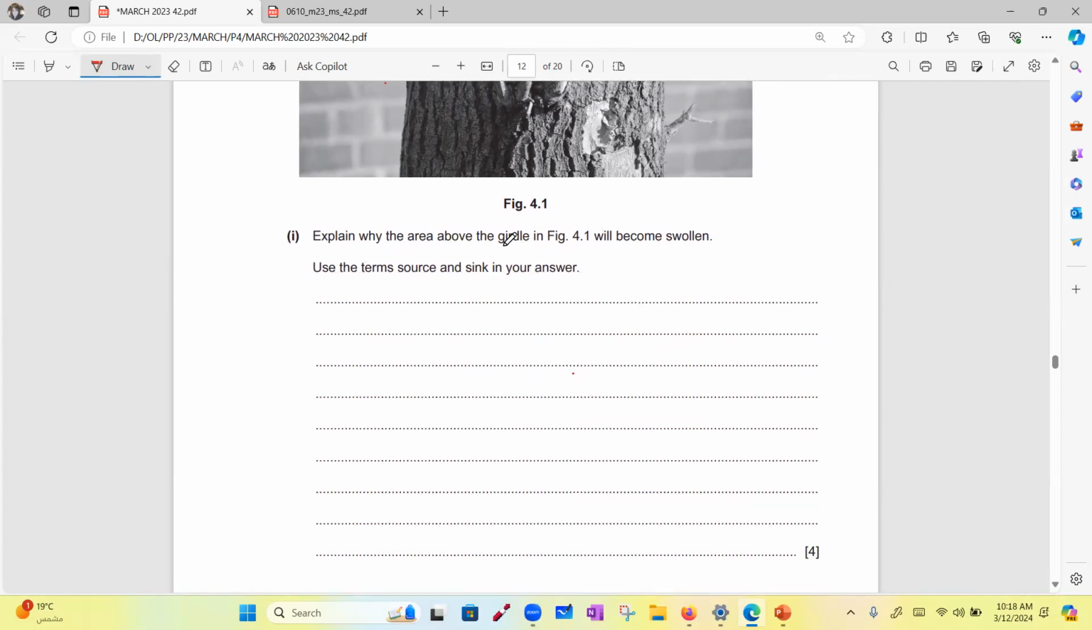Explain why the area above the girdle in figure 4.1 will become swollen and use the terms source and sink in your answer. 4 marks. Please focus before you answer because you said one big mistake. Phloem transports minerals, sucrose and amino acids, not glucose. Source to sink. And this process is called what? What is the function of the translocation?